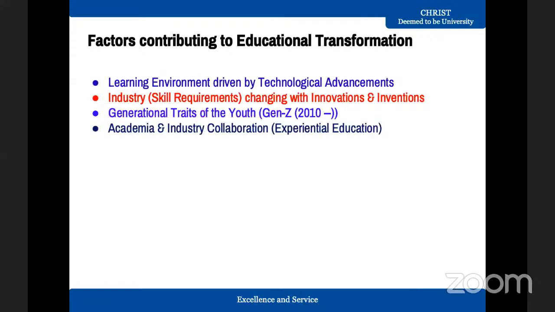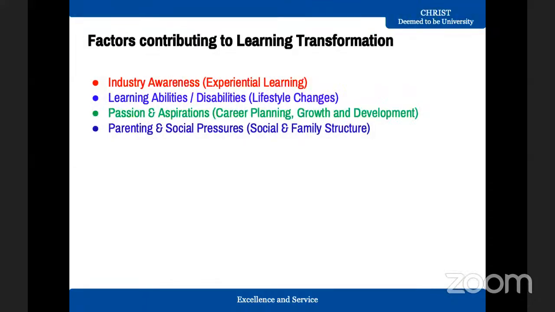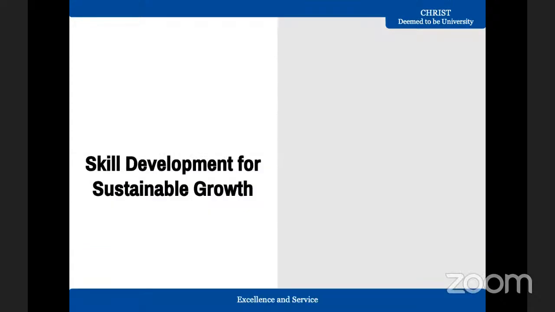When we talk about educational transformation, these are the factors that contribute. One is a learning environment driven by technological advancement, like this kind of virtual mode of learning and teaching. Then industry requires a skill requirement. Then you people are Gen Z, right? Generation Z, so your trends are different, right? So academy-industry collaboration, an experiential education, is very much required. And these are the factors that contribute to learning transformation: experiential learning, lifestyle changes, career plan, growth and development, social structure, family structure. These are the changes or factors that contribute to learning transformation.